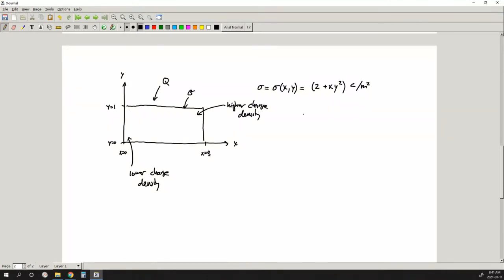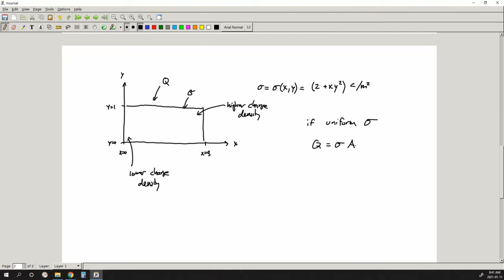So normally, if we had a uniform charge density over this entire surface, we would just say that the charge is equal to our charge per unit area times the area of the surface that we're looking at. Okay, but in this case, it's not quite so simple. In this case, we need to integrate over the entire surface.